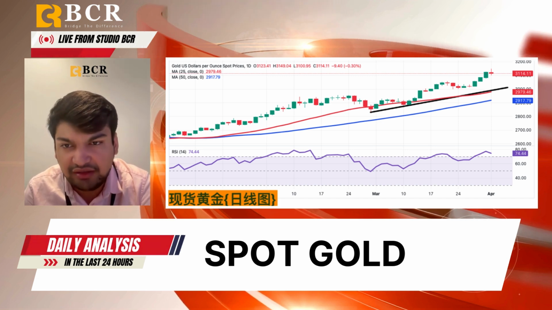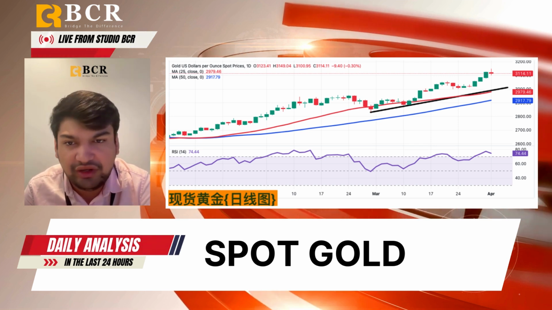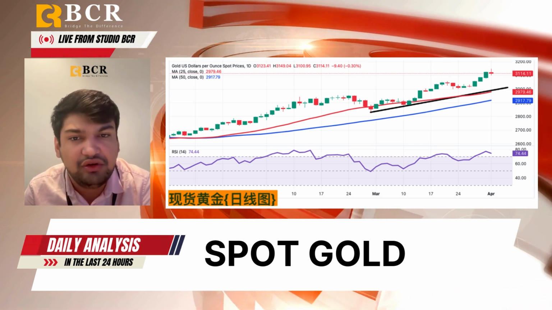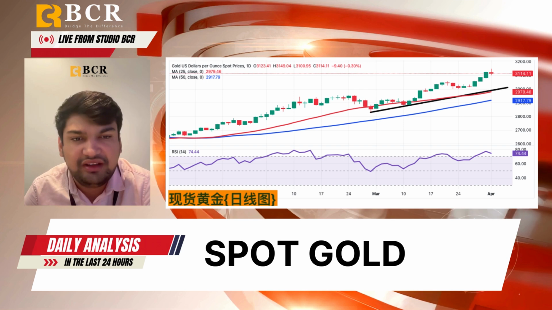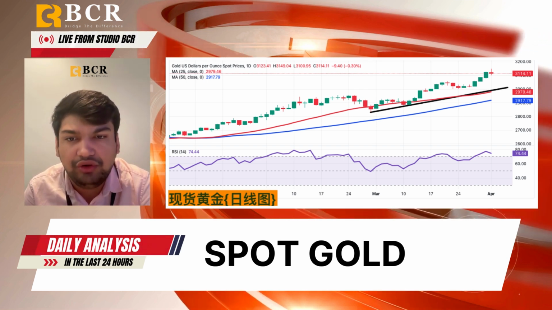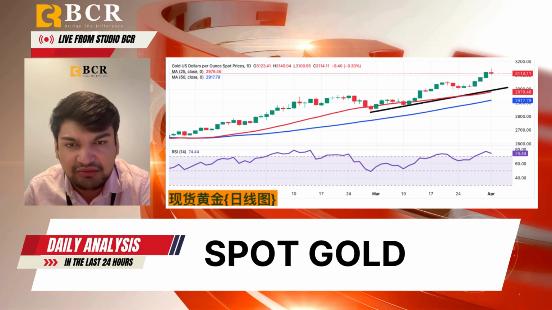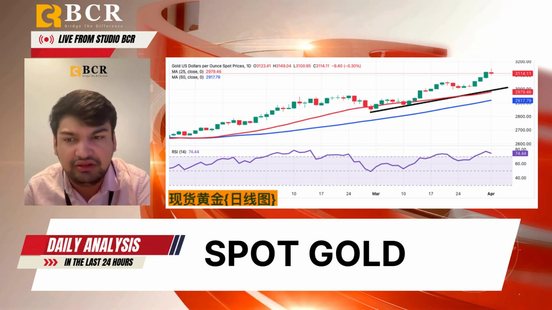A break of this support would expose the 20 March high turned support at 3057, followed by the round number 3000. Consider going long on gold today before 3110, stop loss 3105, and target can be 3130, 3135.